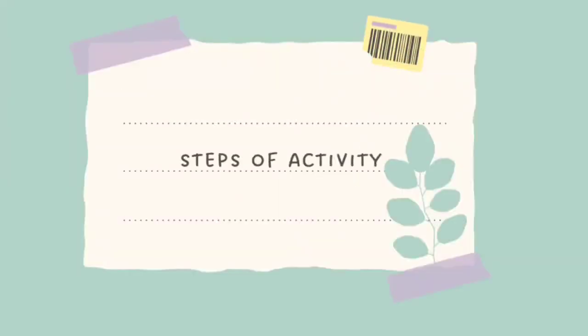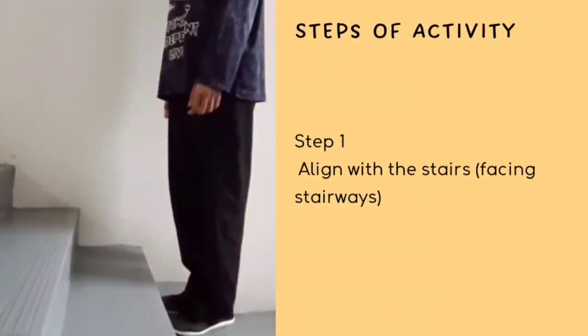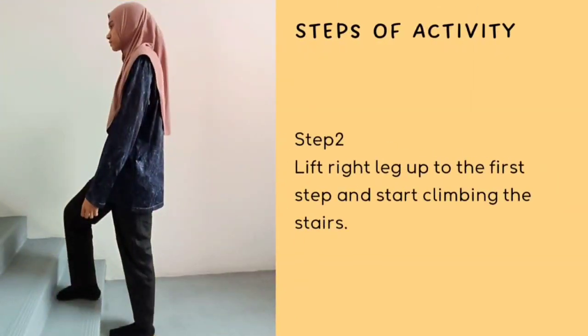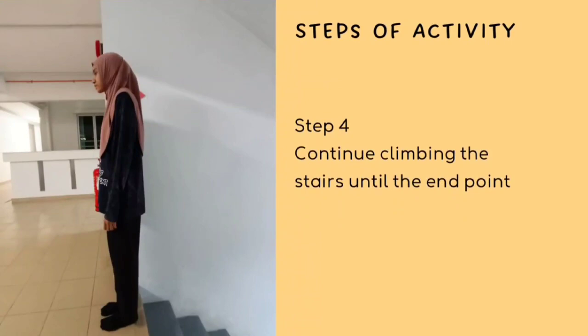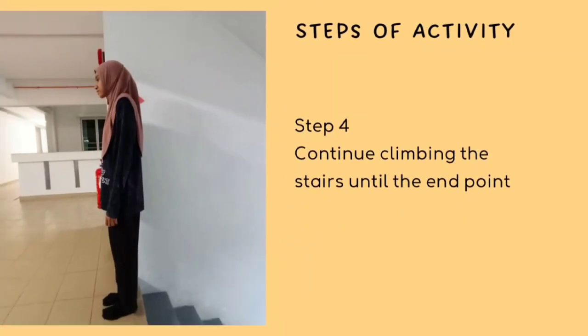Next, steps of activity. First step, align with the stairs, body facing stairways. Step 2, lift right leg up to the first step and start climbing the stairs. Step 3, lift left leg up to the next step. Lastly, continue climbing the stairs until the end point.